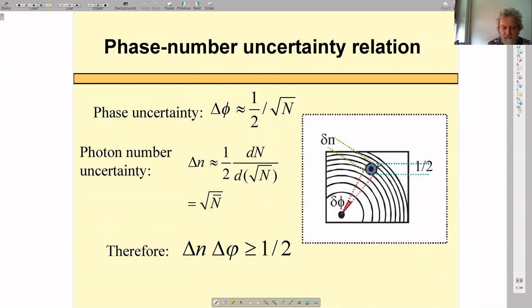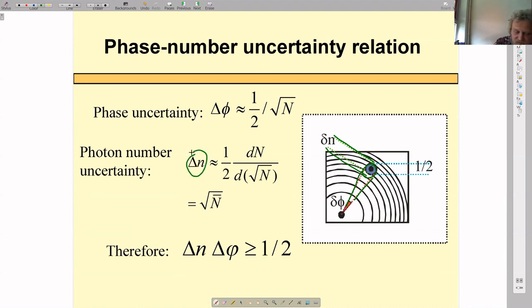Let me utilize it. I have to say a word about uncertainty relations, which will become useful when we talk about particles. Let me do it simple. Let me just look at this circle, and let me do this circle in polar coordinates. Let me understand the delta n, which corresponds to the radius, and delta phi.